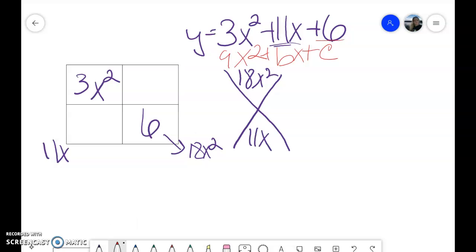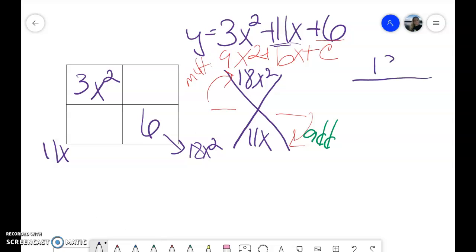So let me say this a different way. Whatever I put on my sides, when I multiply them together, I have to get 18x squared. But when I add my two sides together, I have to get to the bottom, which is 11x. So let's figure out what are some numbers that multiply to give us 18x squared. And if we start with that, then we can figure out which of those that multiply to give us 18x squared will add up to give us 11x.